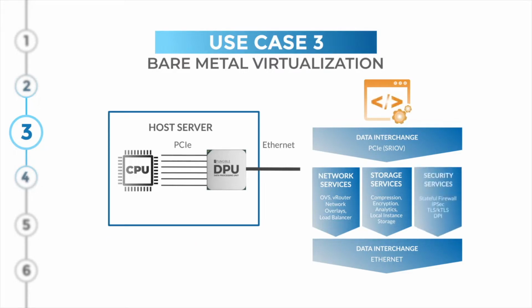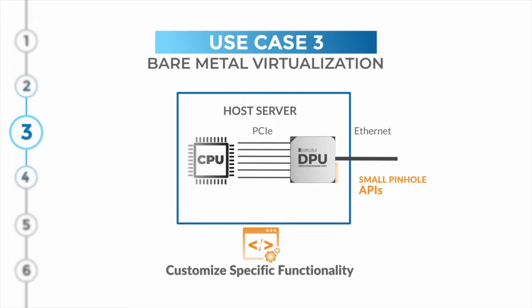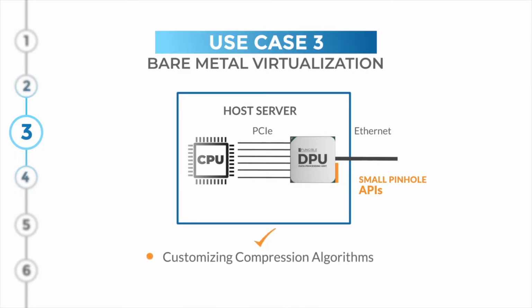Thirdly, the Fungible DPU supports stateful firewall, authentication, and cryptographic protocols such as IPsec and TLS, deep packet inspection, and so on. To support this level of flexibility, the Fungible DPU supports eBPF programming. eBPF programming provides small pinhole APIs that allow users to customize specific functionality. To name a few examples: checking the validity of a packet, modifying encapsulation of packet headers, customizing compression algorithms.